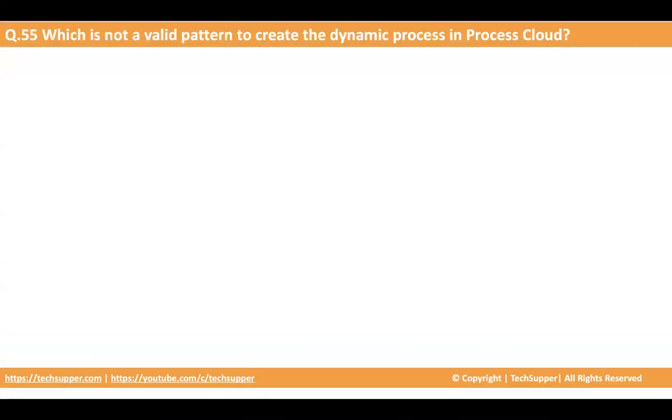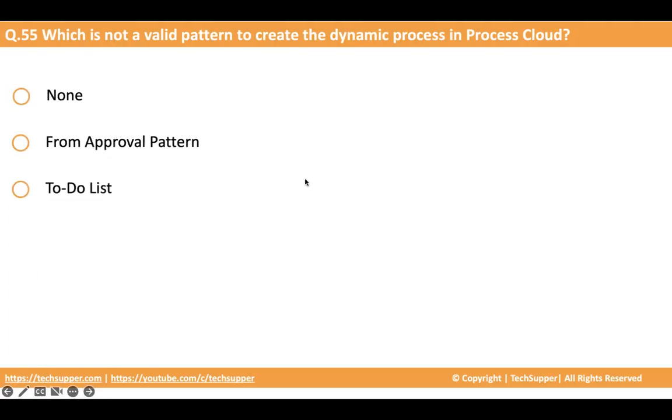The next question is, which is not a valid pattern to create the dynamic process in Process Cloud? Like I mentioned earlier, you can create structured and dynamic processes. But when you create dynamic processes, what are the valid patterns? But the question is, which is not a valid pattern? So let's look at the options. None.